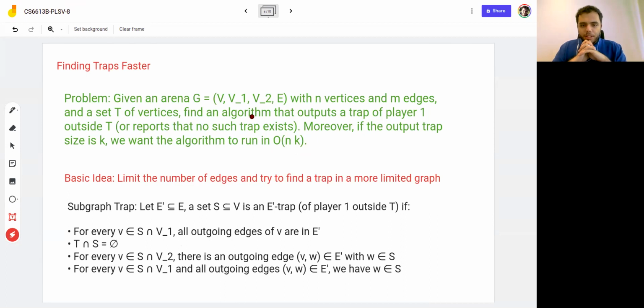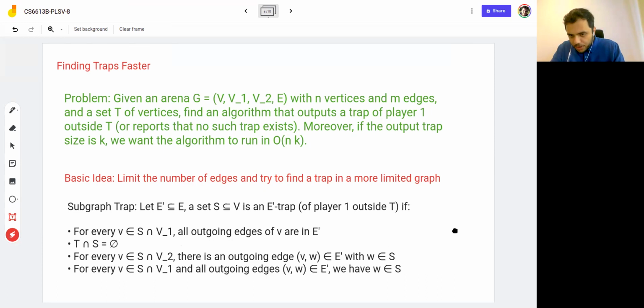So before going on, I'm going to just give you some intuition about how we're going to proceed. What we're going to do is that we are going to get this graph G, and we are going to ignore some of the edges. So we're going to focus only on a small subset, let's say, of the edges, and we're going to find the trap using only those edges.